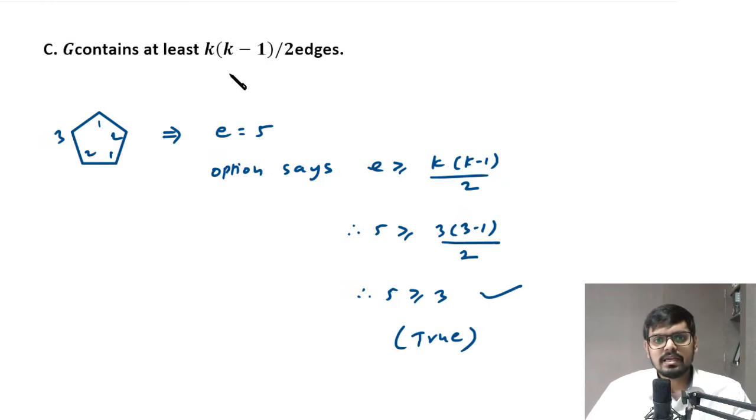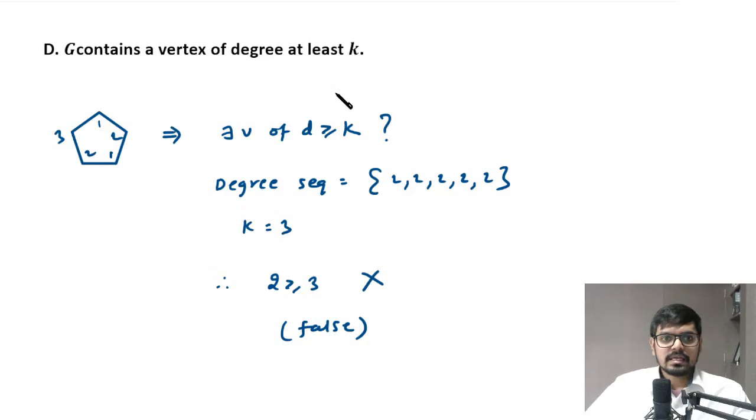G contains at least k into k minus 1 by 2 edges. Okay, let me take the same example and verify. Pentagon, number of edges is 5, and the option says at least k into k minus 1 by 2 edges. K is the chromatic number, so k is 3. So is the edge count greater than or equal to this? Edges we have found manually, 5. With chromatic number 3, we calculate k into k minus 1 by 2, and it comes out as 3. So 5 is greater than or equal to 3, makes sense, so this is true. Yes, G contains at least k into k minus 1 by 2 edges. So C is also true.